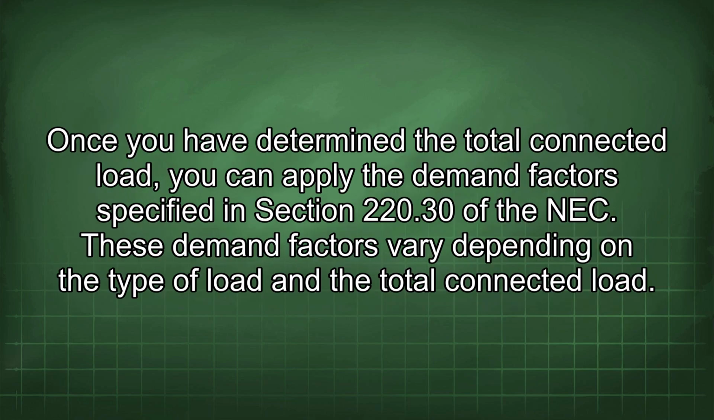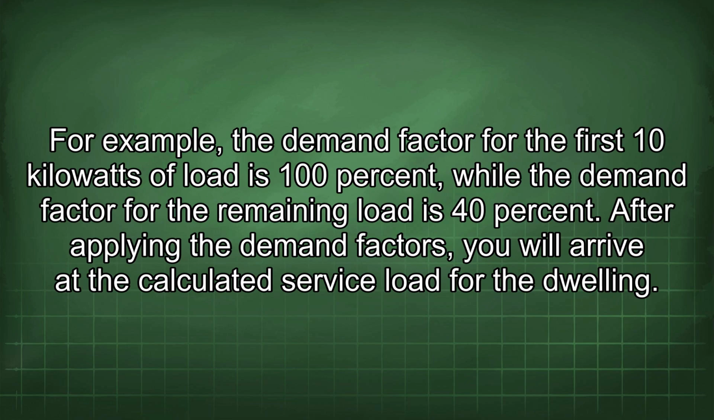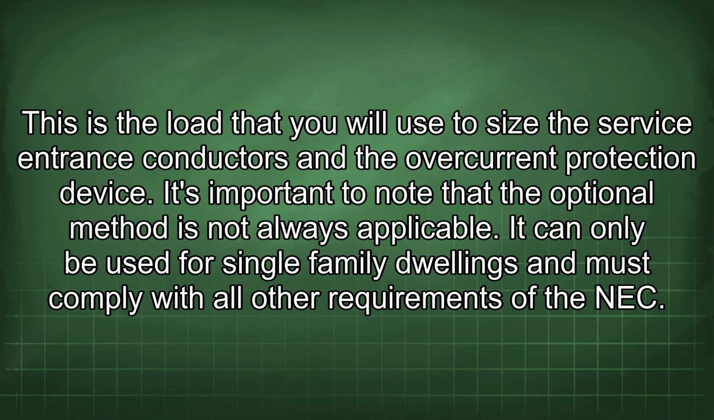Once you have determined the total connected load, you can apply the demand factor specified in Section 220.30 of the NEC. These demand factors vary depending on the type of load and the total connected load. For example, the demand factor for the first 10 kilowatts of load is 100%, while the demand factor for the remaining load is 40%. After applying the demand factors, you will arrive at the calculated service load for the dwelling. This is the load that you will use to size the service entrance conductors and the overcurrent protection device.